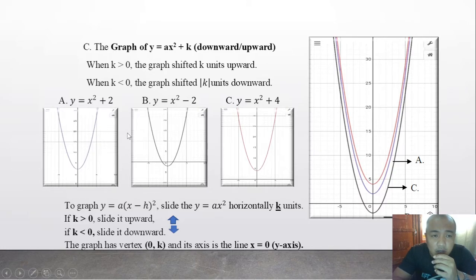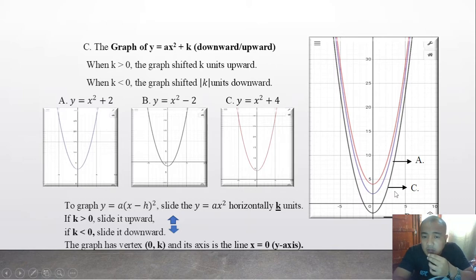All of this. So when the equation is y equals x squared plus 2, it is shifted 2 units upward to the graph of y equals x squared. But this time, letter B, y equals x squared minus 2. Since k is less than 0, negative 2, the graph will be shifted 2 units downward. Okay, pababa siya sa kanyang origin. But in letter C, y equals x squared plus 4, since positive yung k, if k is greater than 0, it will be shifted 4 units upward.